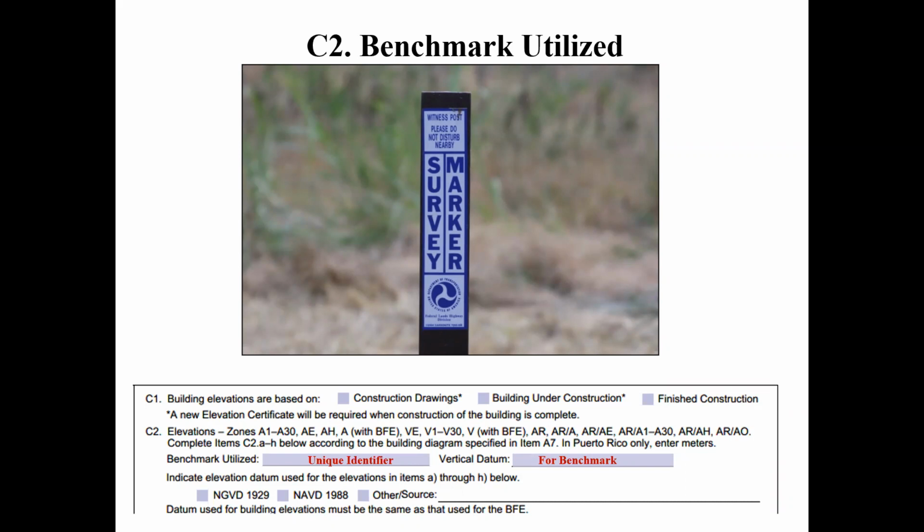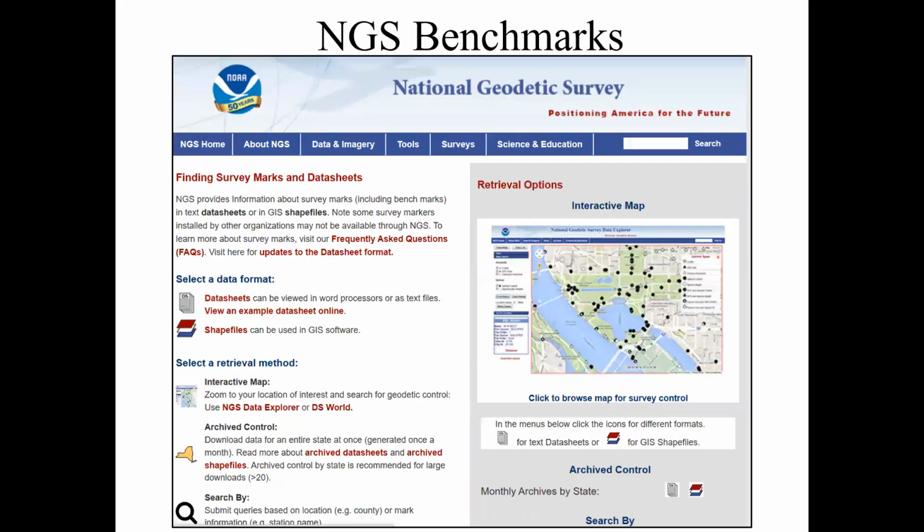Again, we've got a very interactive map from the NGS where you can get the full data sheet. This is their homepage on the website. You just go here and select a retrieval method, interactive map. You open it up, and there's a find list selection on the left-hand panel, and then you can zoom into the city or area where you're working, and they've got all of the different registered benchmarks there, and you can open it up. It'll tell you all the information about it.